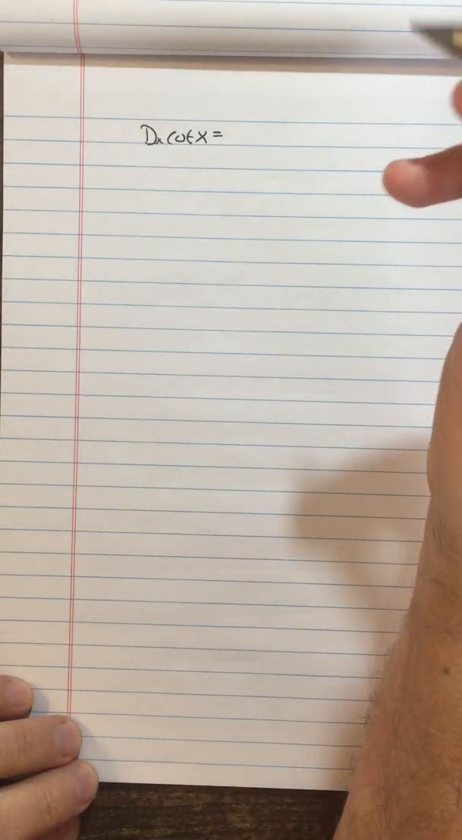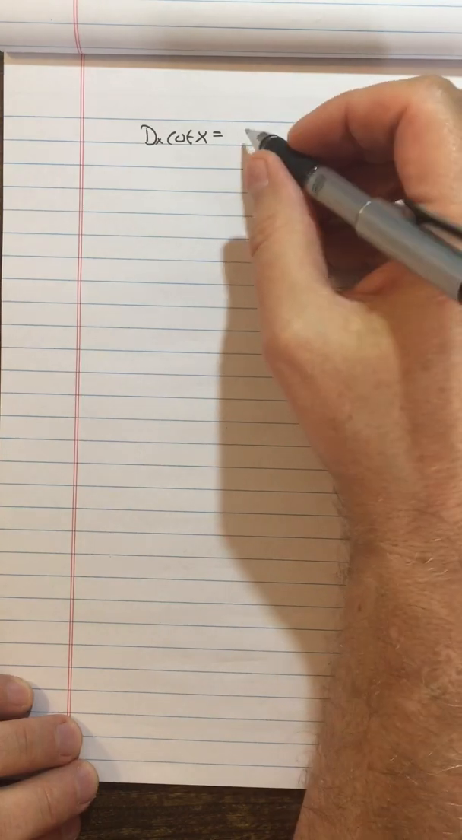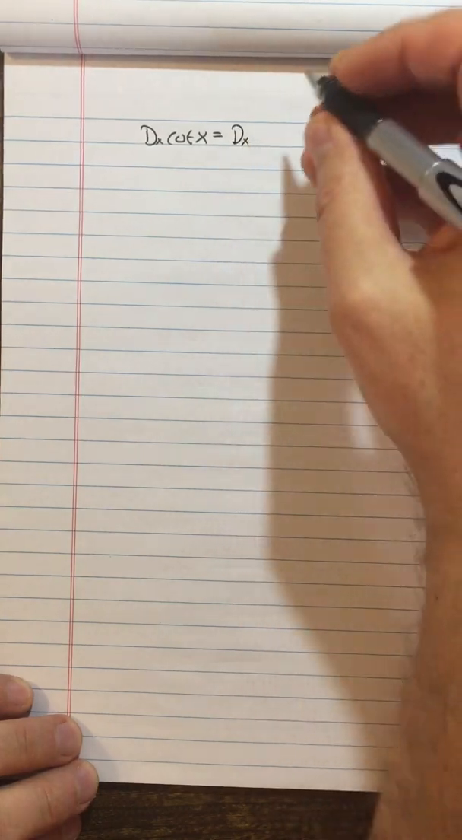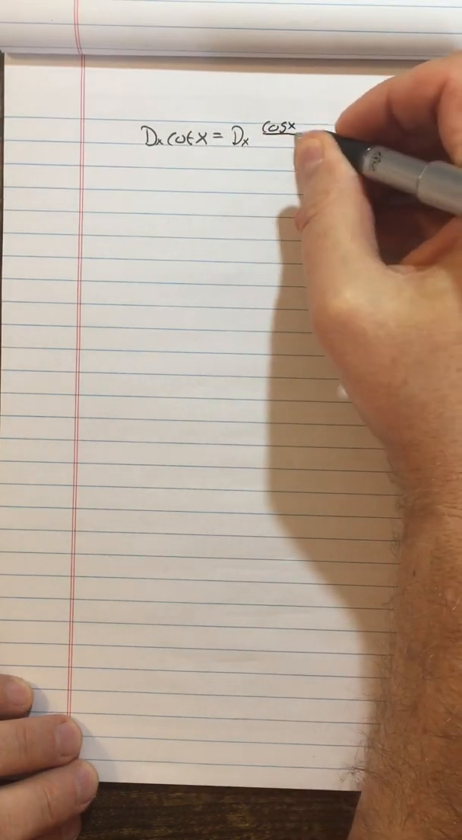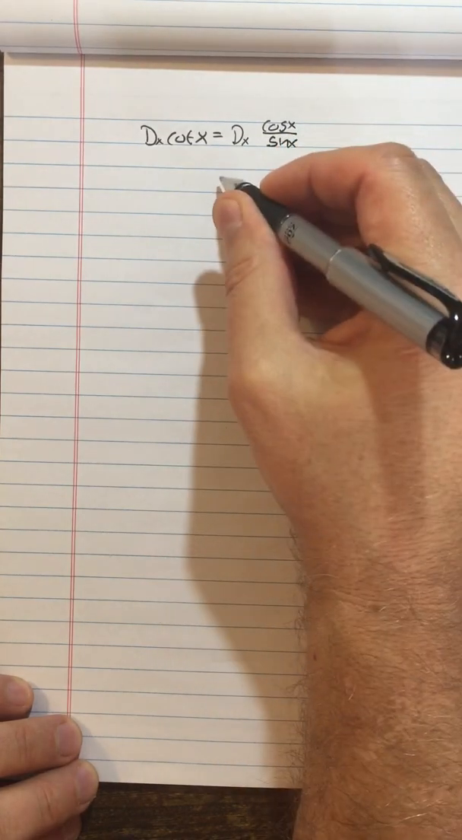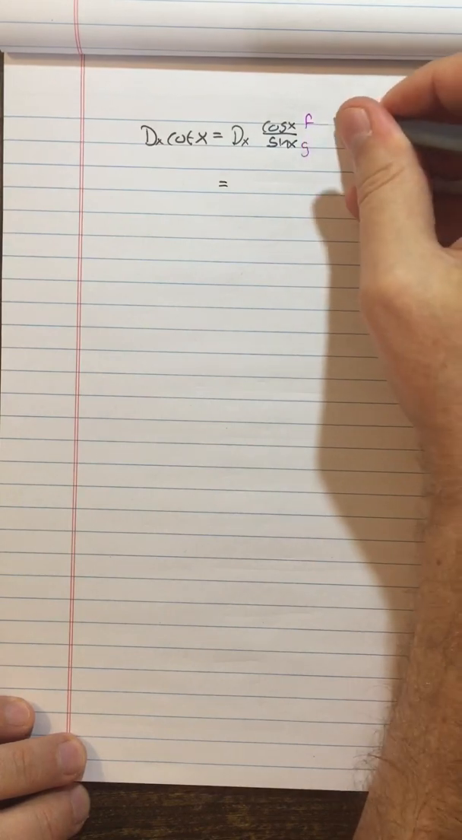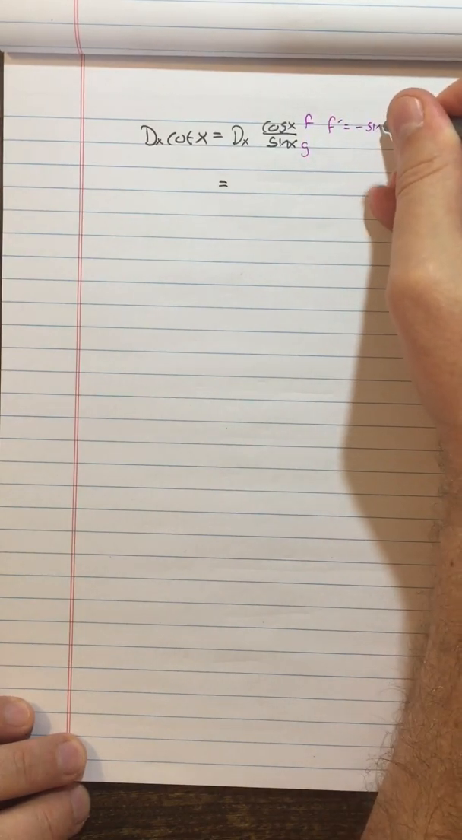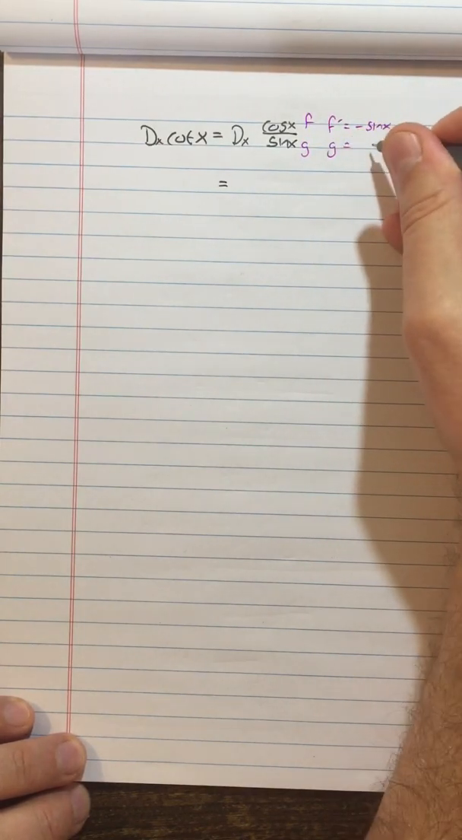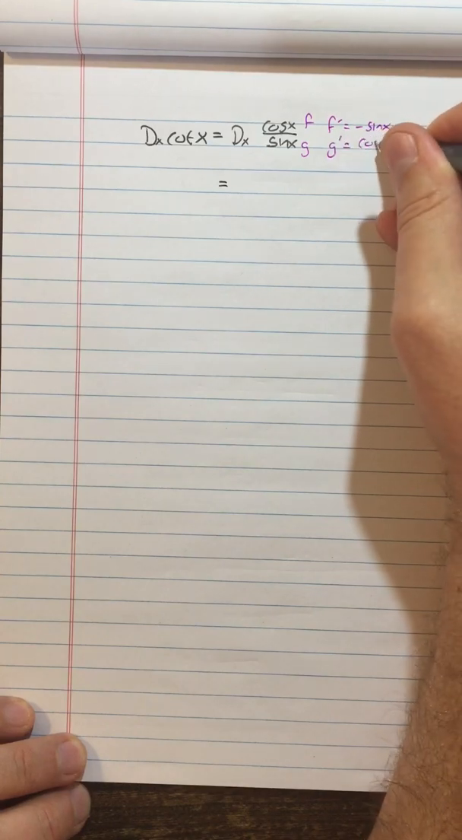So did you get the derivative of cotangent x? Well, let's see if you got the same thing I did. So it's going to be the derivative of cosine over sine. All right, so this is f, this is g. F prime is negative sine x. G prime is cosine x.